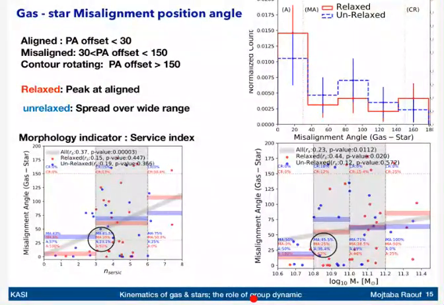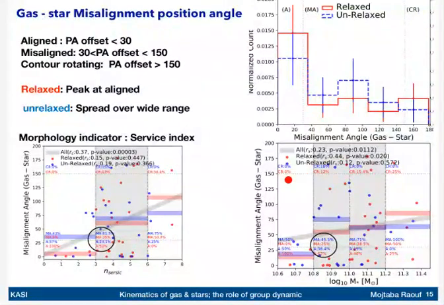Okay. This is just continuing the previous slide. I have the gas-star misalignment distribution for the two subsamples. As you can see, we have a strong peak for the alignment for the relaxed systems, whereas the unrelaxed systems spread over a wide range of misalignment angles between the gas and stars.